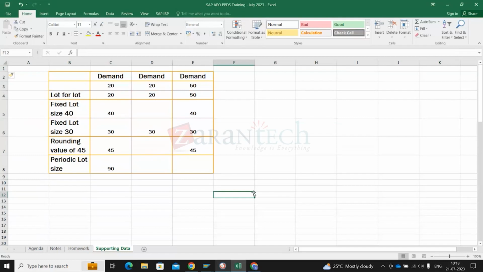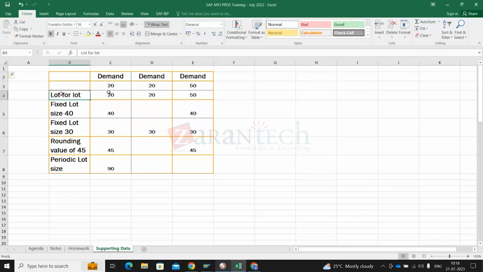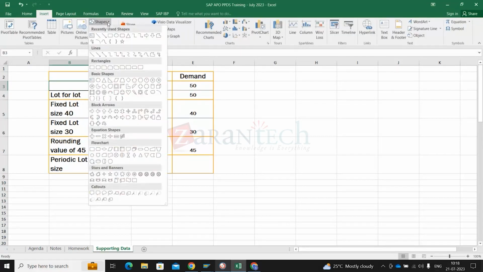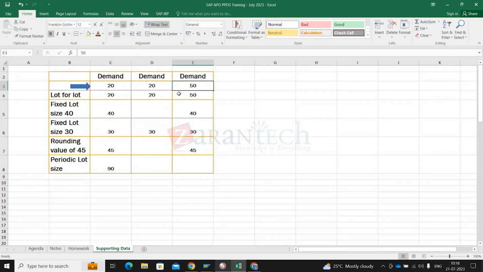Imagine that you got a lot for lot type of setting. Demand is 20, 20, and 50. There are three demands, so this is your input demand, 20, 20, 50 in 3 weeks. When you say lot for lot, it will just create 20 for 20, 20 for 20, and 50 for 50. Whatever lot came, that is what it made.